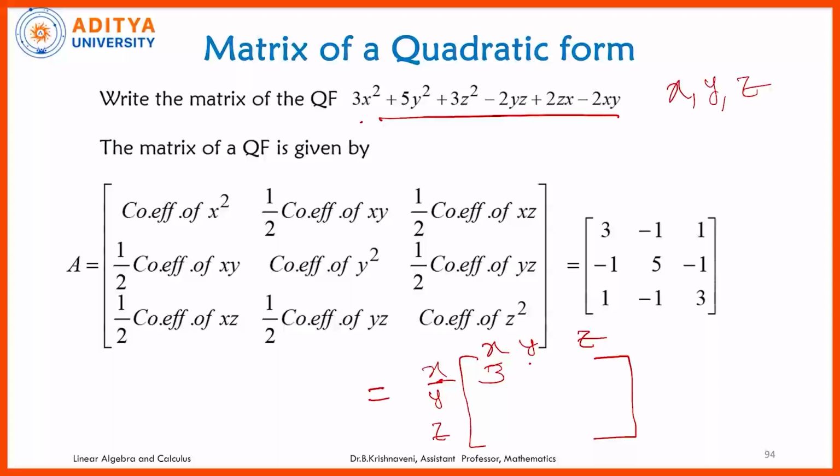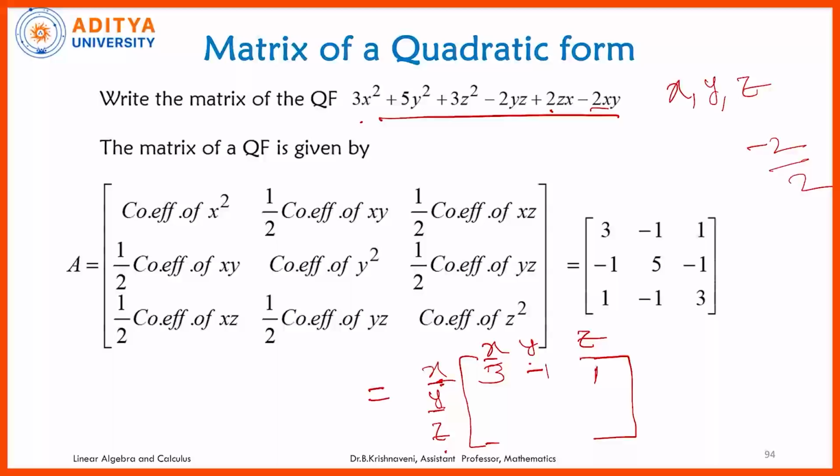Next is coefficient of xy. And once again here you are getting coefficient of xy. So here we need to take coefficient of xy by 2. So what is the xy coefficient? It is minus 2 divided by 2, which is minus 1. And here is coefficient of xz, which occurred 2 times again here. So hence we need to consider coefficient of xz by 2, 2 by 2, which is 1.